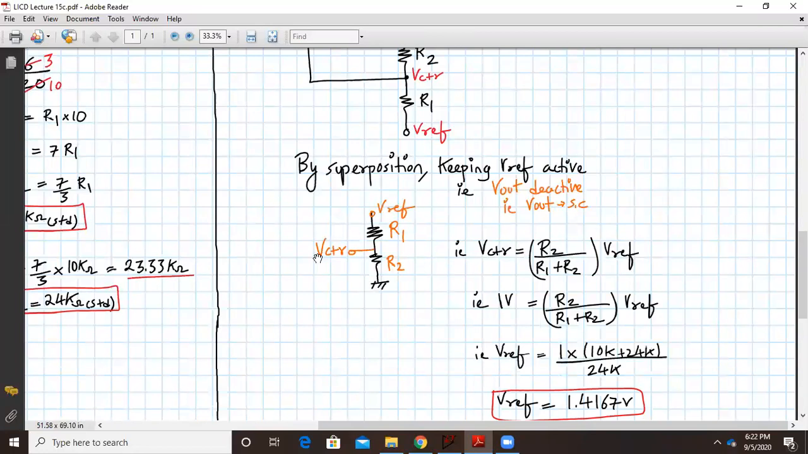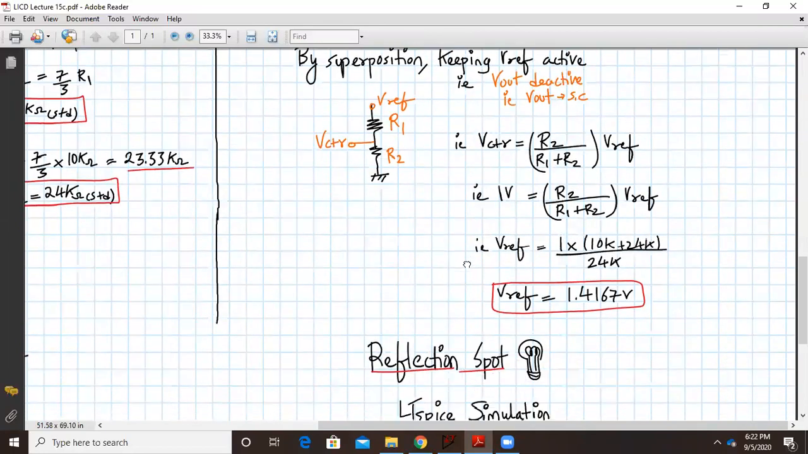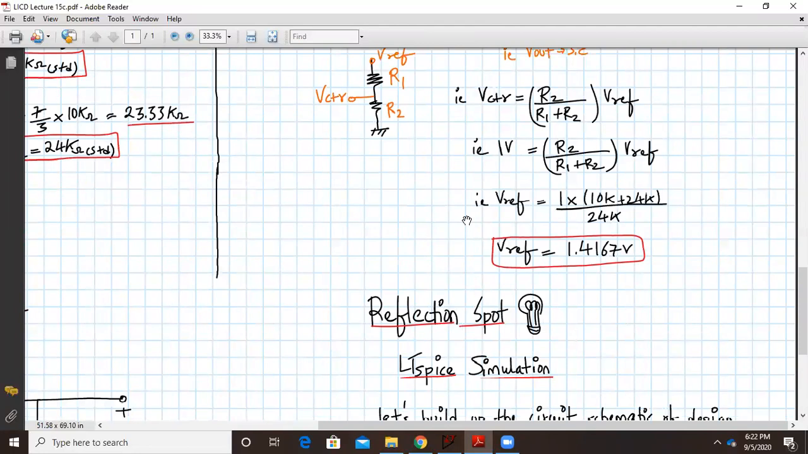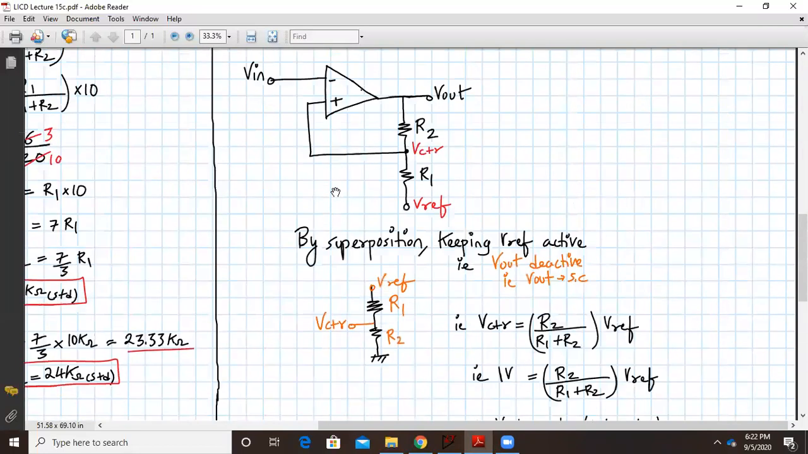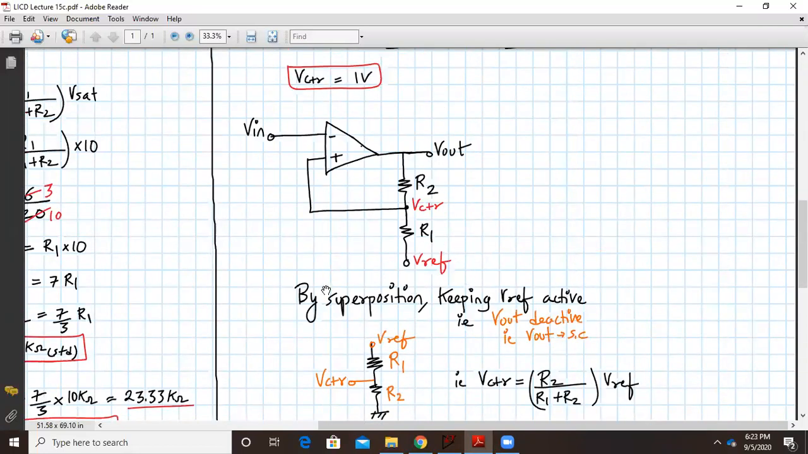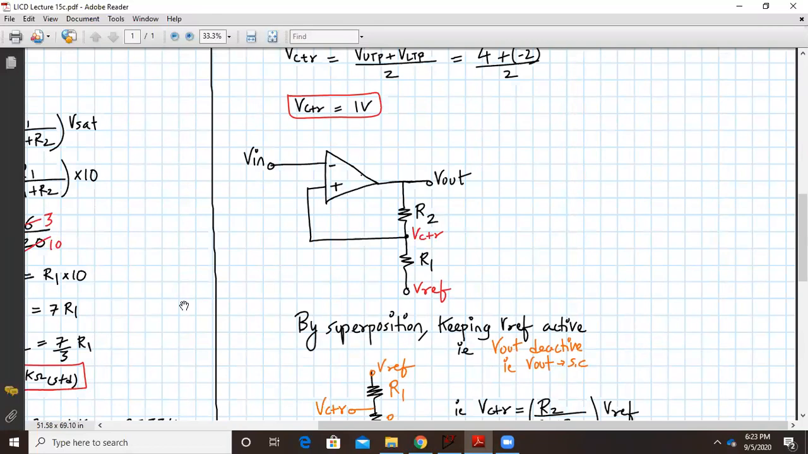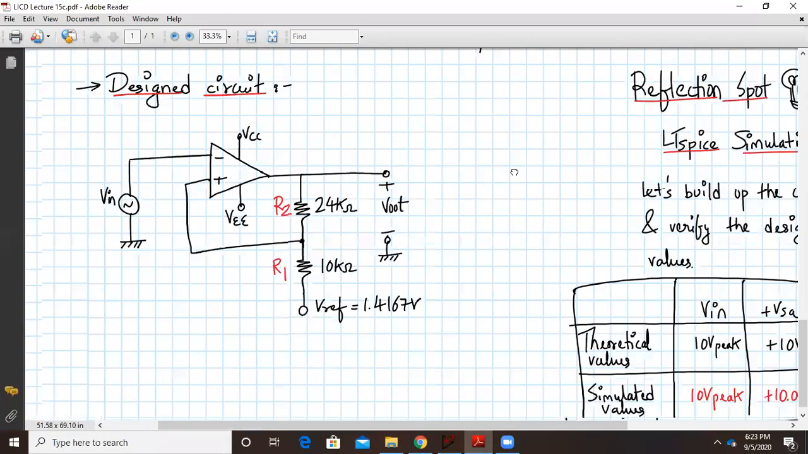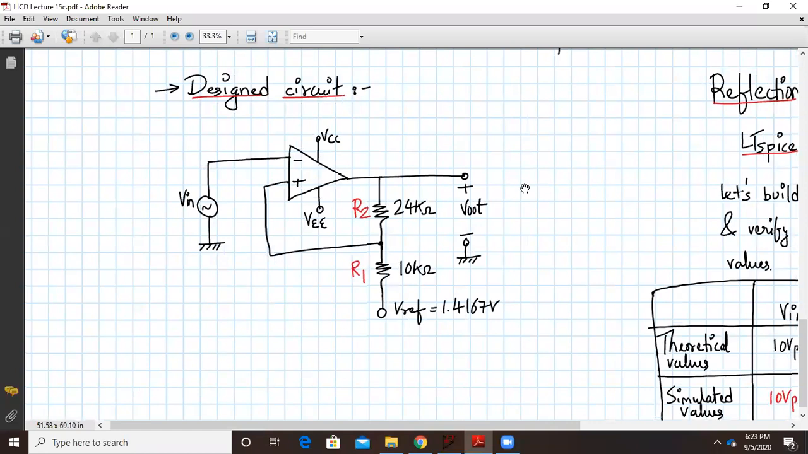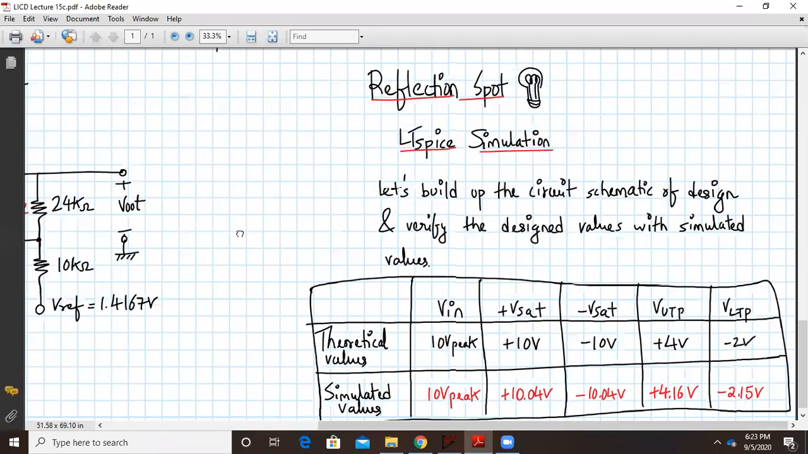Fine. So this is a simple voltage divider arrangement where we can write the center voltage as R2 upon R1 plus R2 into Vreference. The center voltage is found out to be 1 volt, and R1 and R2 values we know. We can easily find the value of Vreference, and it comes out to be 34 divided by 24, that is 1.4167. So in the design circuit, we put the value of Vreference as 1.4167 and put the values of R1 and R2. This is my design circuit with R2 value as 24K, R1 value as 10K, and Vreference as 1.4167. Let's go to our reflection spot.